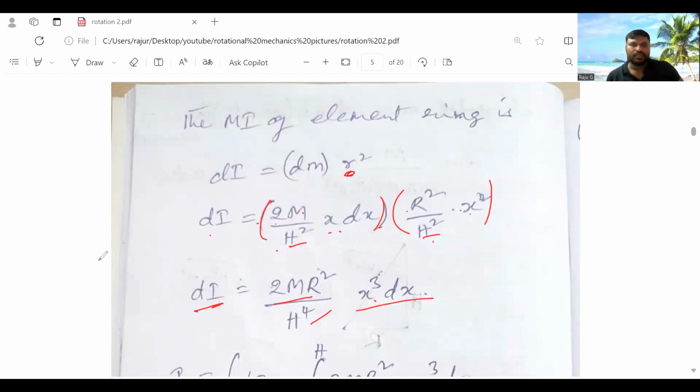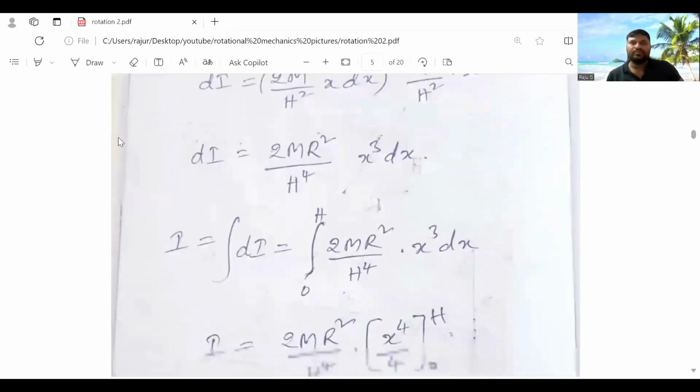dI is equal to this, and then we will integrate this dI from 0 to h. Again, this x is varying from 0 to h only. Okay, so as I explained in the solid cone, similarly, x is varying from 0 to h. Integral 0 to h, 2m r square by h power 4, x cube dx.